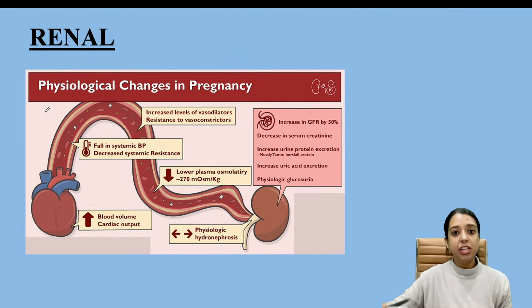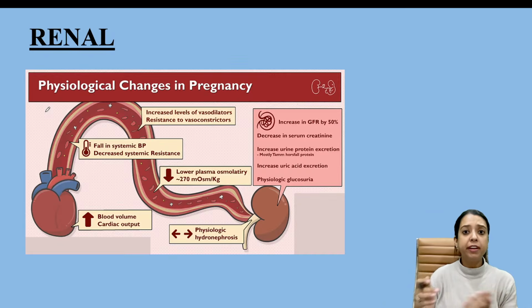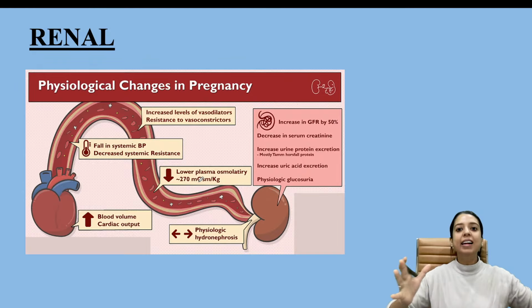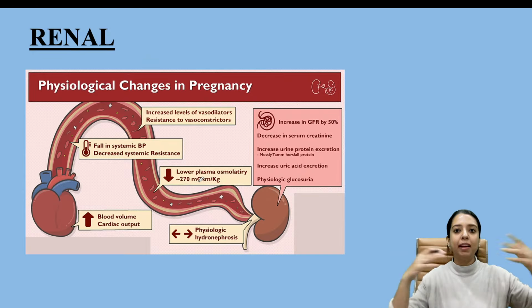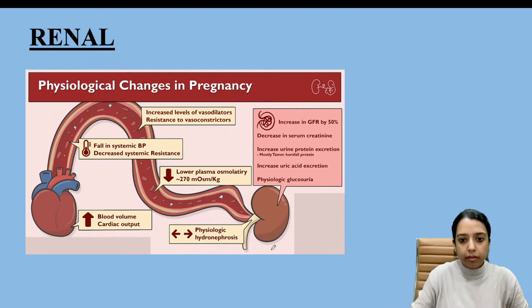Okay, now let's see the changes in the kidney also. Before finishing what all changes happen in various systems, let's see the renal changes. It is very easy. There is more blood and the blood vessels are dilated, so that a lot of blood can be sent to the baby. Now, the blood is coming to the kidney.